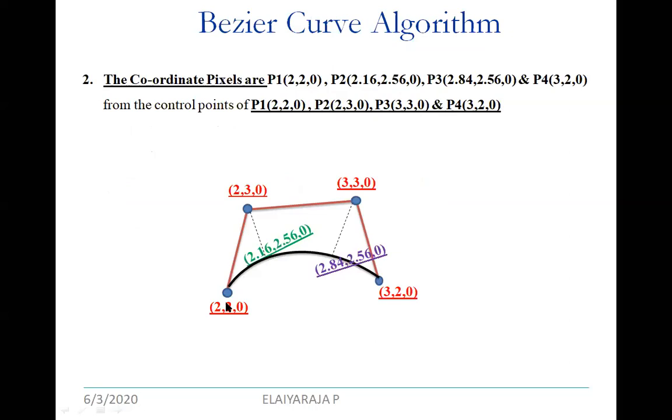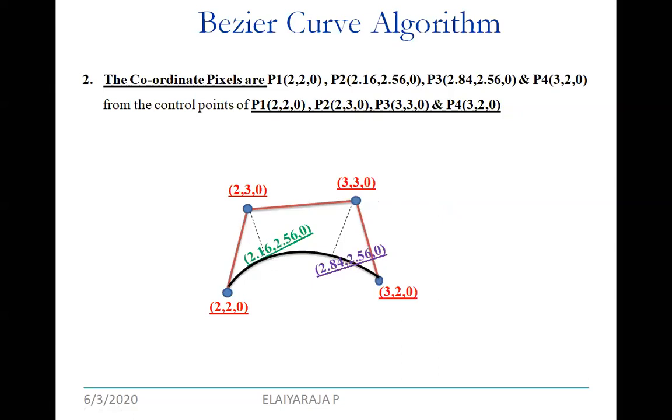Initial position 2, 2, 0. The next position, from the control point 2, 3, 0, you got 2.16, 2.56. Okay. Then the next control point 3, 3, 0: from that you get the coordinate pixel of 2.84, 2.56. So the end point is 3, 2, 0. So this is about your Bezier curve equation.